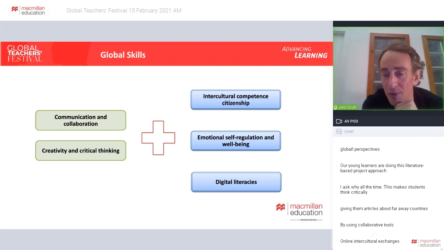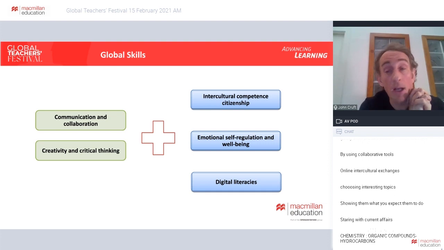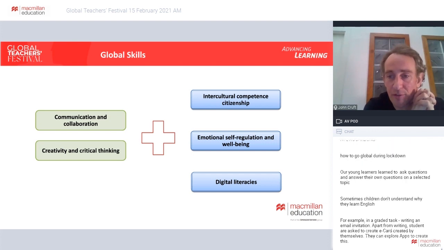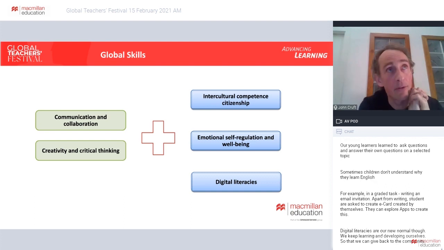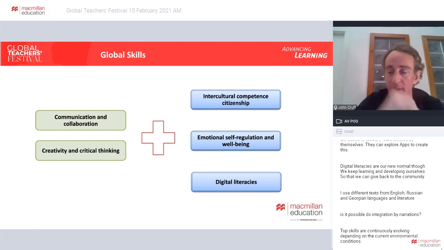Some of you mentioned critical thinking. We had a workshop, didn't we? A presentation in this global festival last week on storytelling, and storytelling is fantastic for developing thinking skills, for example. So those of you aware of Bloom's taxonomy, we have the different levels of thinking.